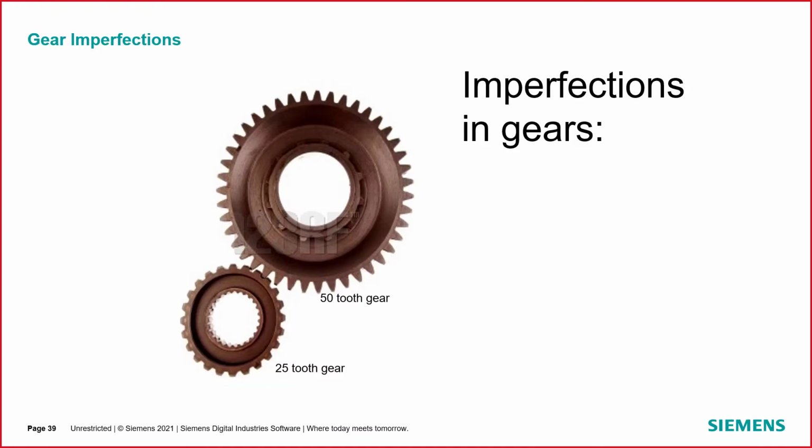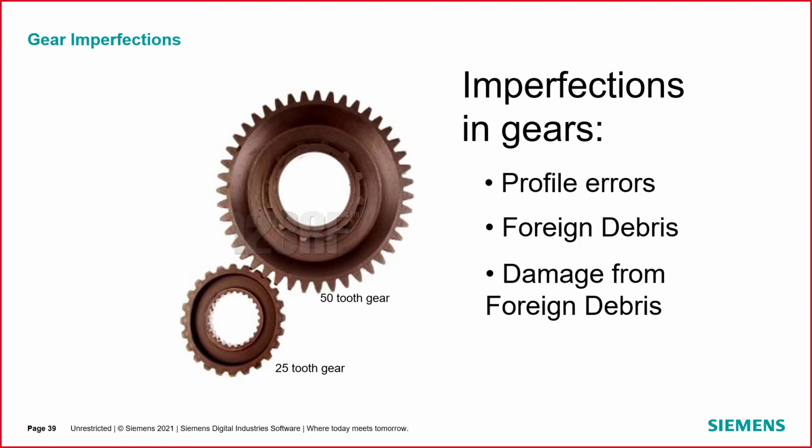What are some other imperfections in gears? Well, we can have profile errors, so problems with the shape of the tooth. Foreign debris, not a good thing for a gear mesh pair. Damage from foreign debris, surface wear, and pitting.